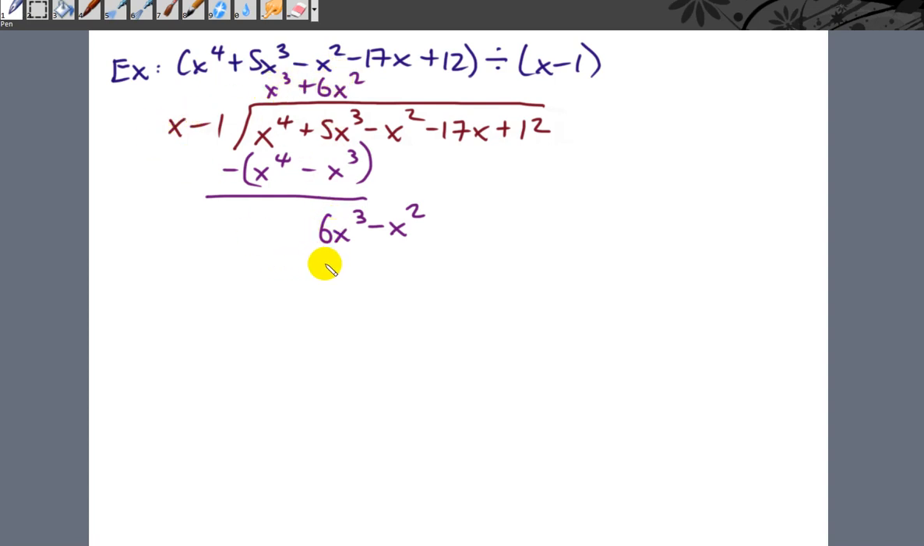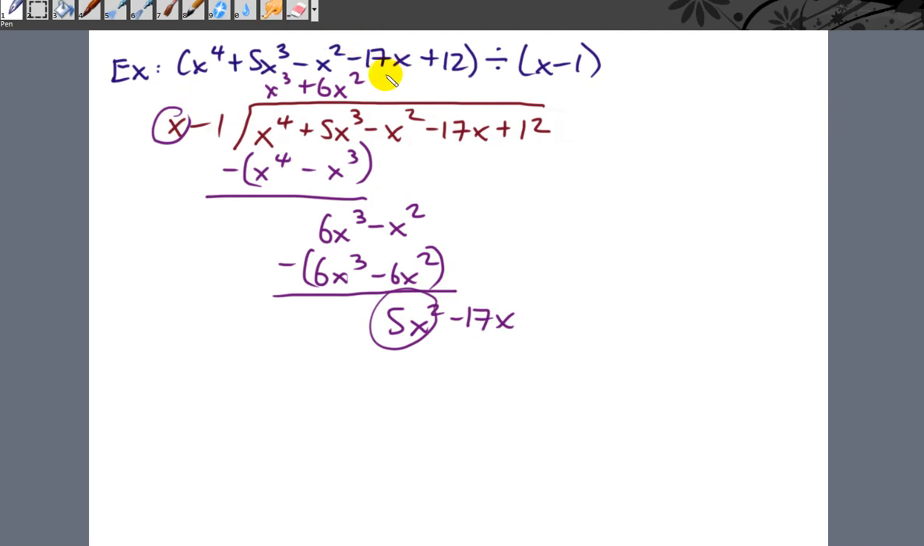So 6x squared times x is going to be 6x cubed. 6x squared times negative 1 is going to be negative 6x squared. Subtract, and then we need to put parentheses, so this cancels. So we have a negative 1x squared plus 6x squared, so that's going to be 5x squared minus 17x. Okay, now what we need to do is take 5x squared divided by x, and that's going to be positive 5x. So multiply that through.